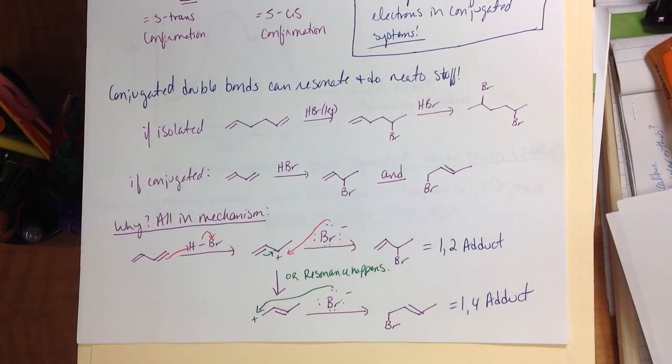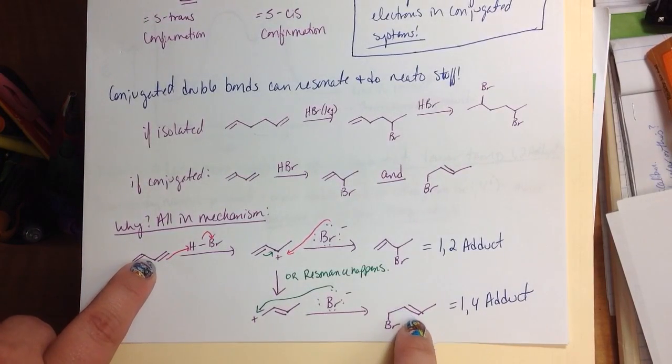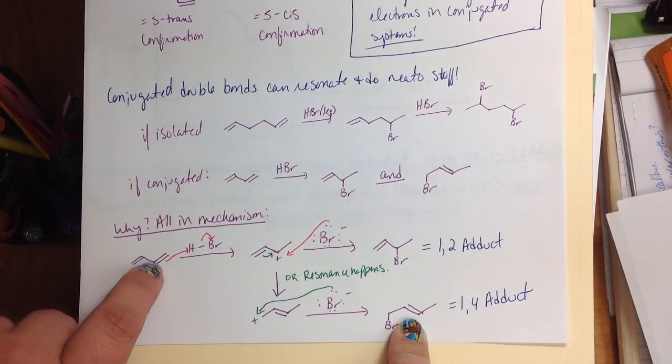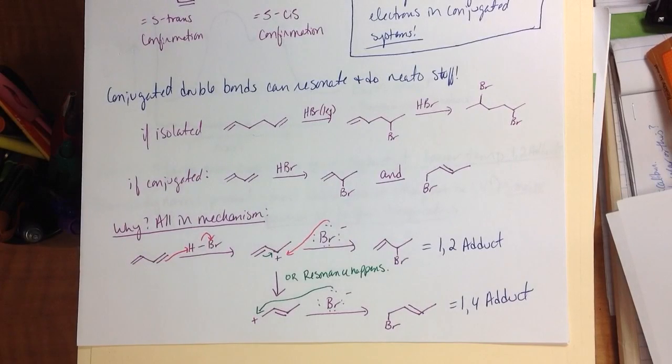Now, I want to note a couple things here. Number one, you see how there's a double bond here that's exactly between where the double bonds over here started. That should give you a clue that that's the 1,4 adduct.